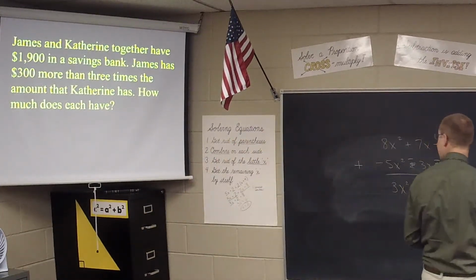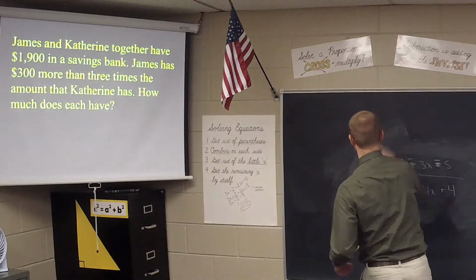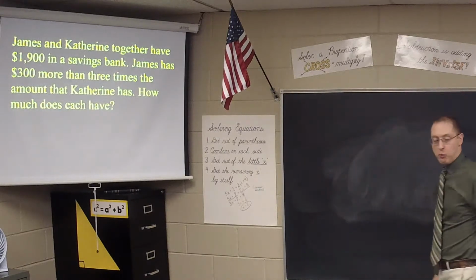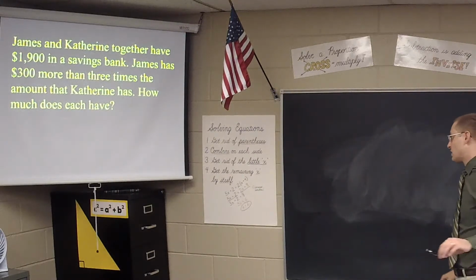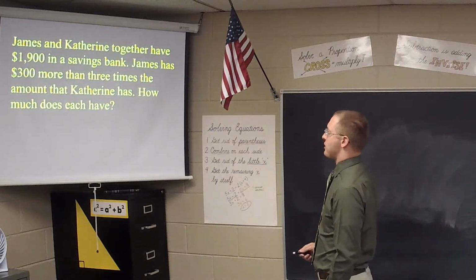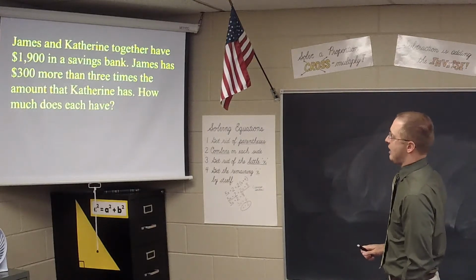Take a moment, read it there at your seat. I'll read it aloud after I get the board erased. It says, James and Catherine together have $1,900 in a savings bank. James has $300 more than 3 times the amount that Catherine does. How much does each have?